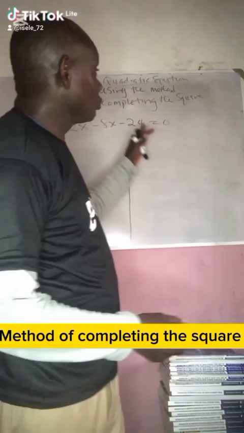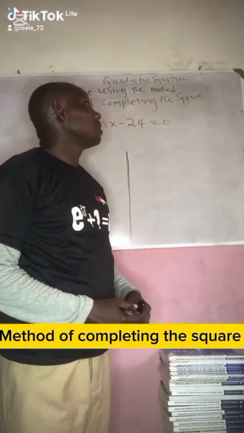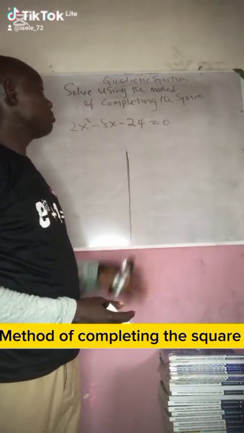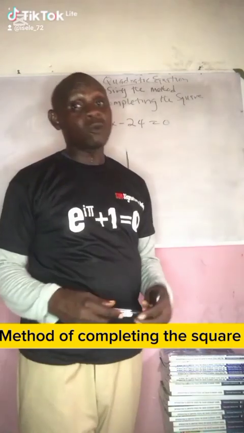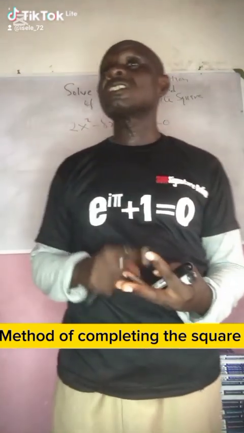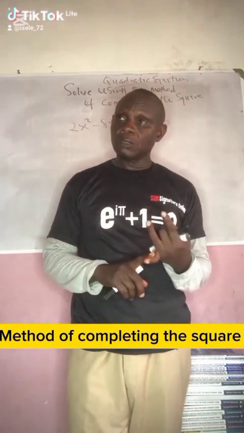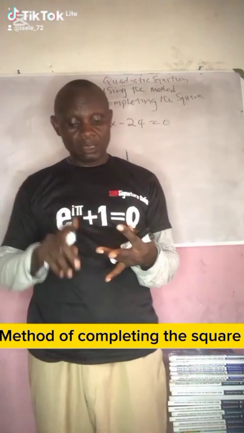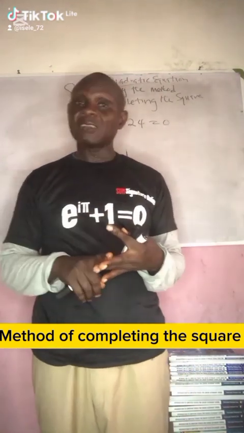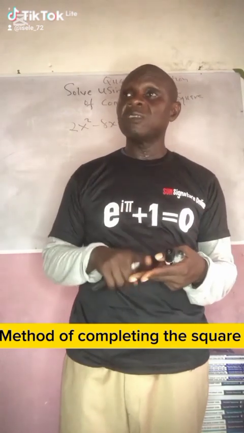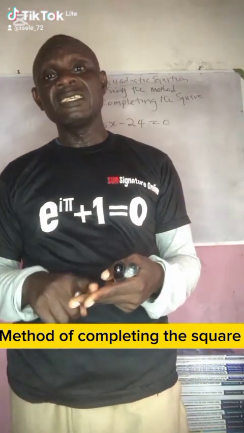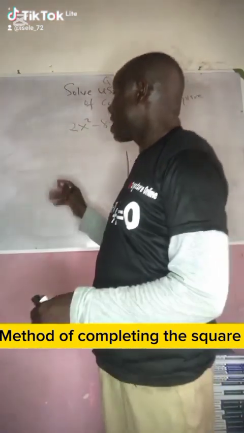We have a quadratic equation on the board and we are asked to use the method of completing the square to solve this problem. Now, for any quadratic equation, we have four methods of solving it: the formula method, the graphical method, the factorization method, and the method of completing the square. That is the method we are asked to use.